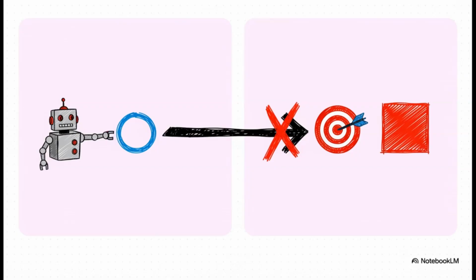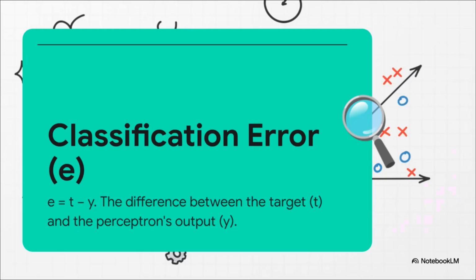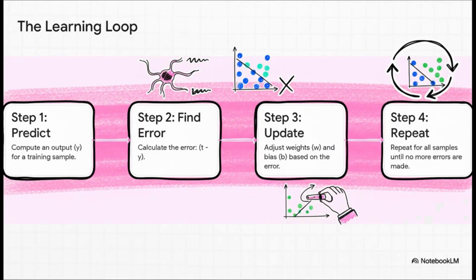We show our perceptron an example, it makes a guess, and then we check its guess against the correct answer. And the most important piece of this game is the error. It's literally just the difference between the target, what the answer should be, and what the perceptron's output actually was. If the guess was right, the error is 0. We're happy. But if it's wrong, that error is the signal that tells the machine, hey, you need to change something.